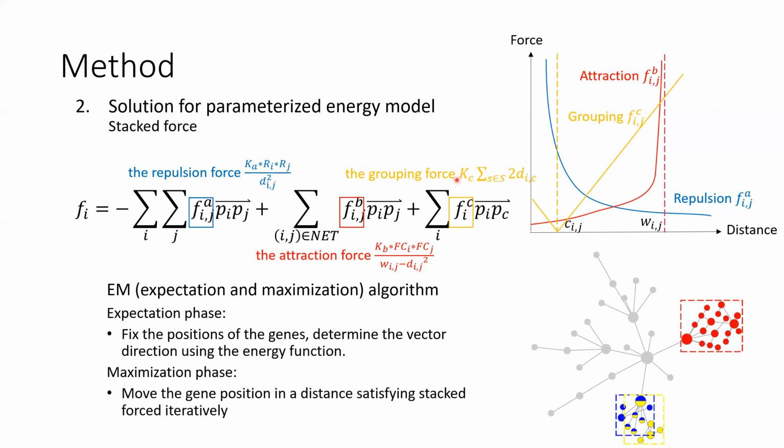Fic is a grouping force exerted by the center of the groups using the yellow formula. There is a linear relationship between the grouping force and the distance, and the direction is from node I to the group center. To find the local optimal solution iteratively, we apply the DEMA algorithm.